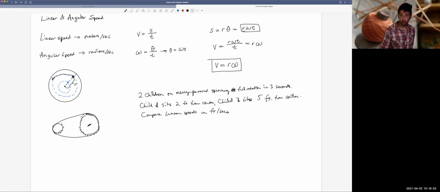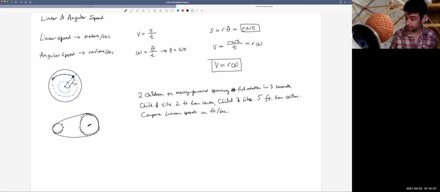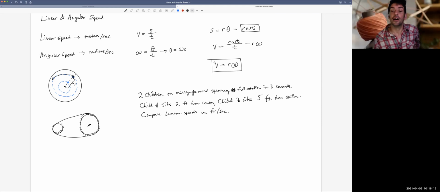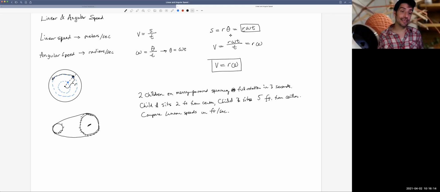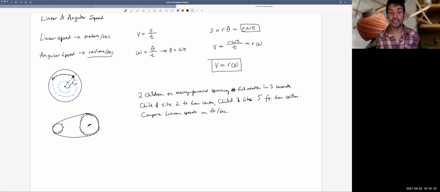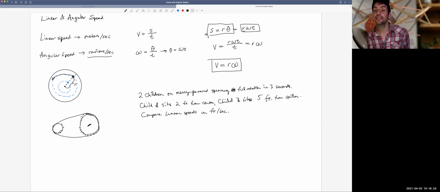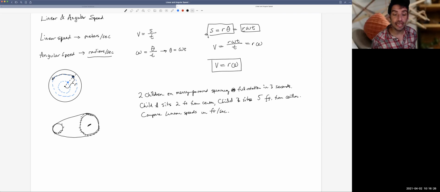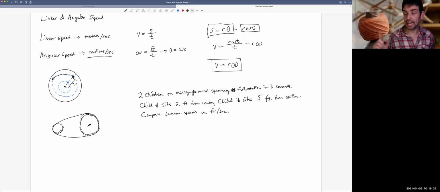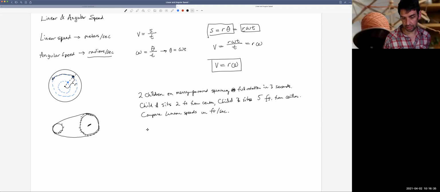Okay, so that means we want to find V for each child, which means we first want to find omega, the angular speed. Notice we're dealing with radians per second. As soon as we used this relationship here to derive all of this, we have to be in radians, and we were given our angular speed in rotations per second. In other words, we need to do some conversions.